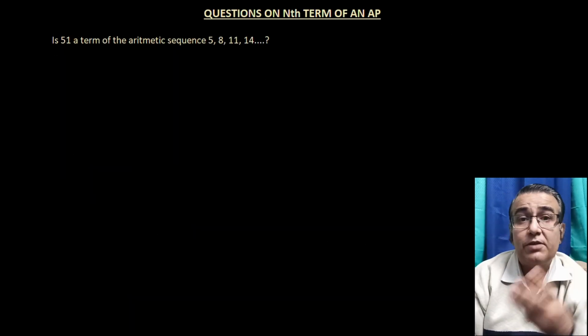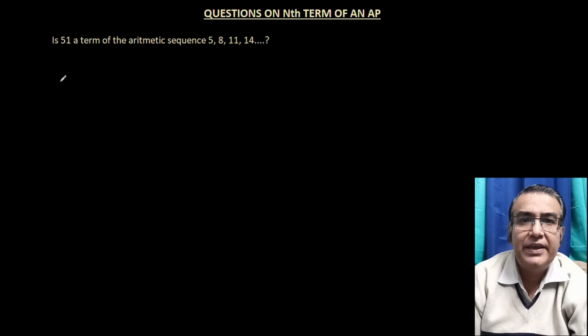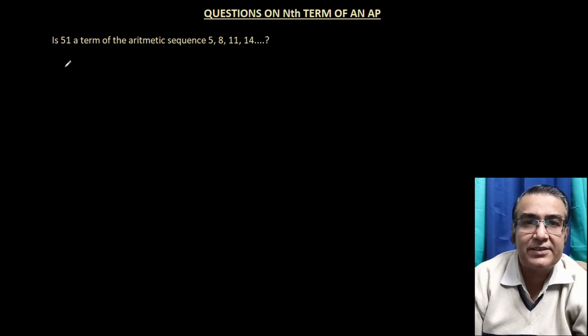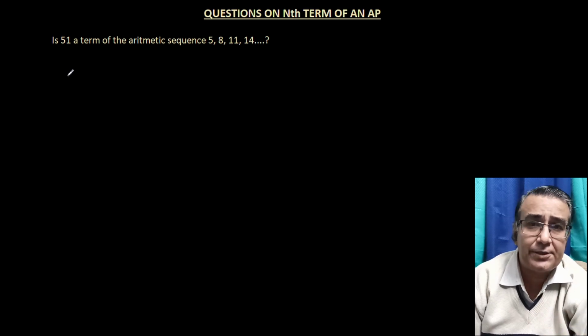Okay, let's come to question number 3. Question number 3 says that we have to find out whether 51 is a term of this arithmetic sequence or not. So the sequence, as we can see, is 5, 8, 11, 14. And we have to check whether 51 is a term or not.